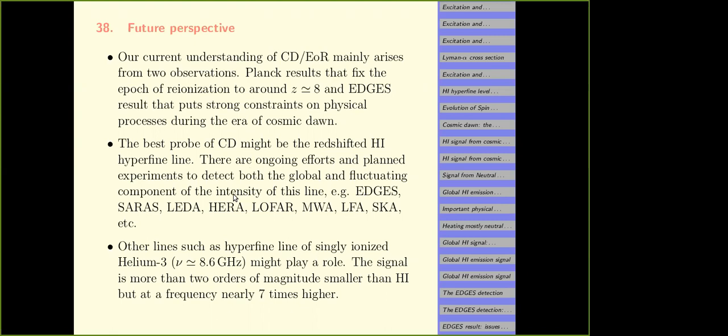There may be other lines actually. The hyperfine line, which I may briefly mention, of singly ionized helium-3. I've worked on this a bit. And this might play a role, even though the signal is even weaker than H1. But its advantage is that the frequency is higher, and generally radio astronomy is easier at higher frequencies than at lower frequencies. So a factor of 7 higher frequency means your foreground is weaker by almost 2 orders of magnitude. So the 2 orders of magnitude loss in the signal is gained by 2 orders of magnitude in the foreground itself. So this might play a role, but I'll not say anything further.